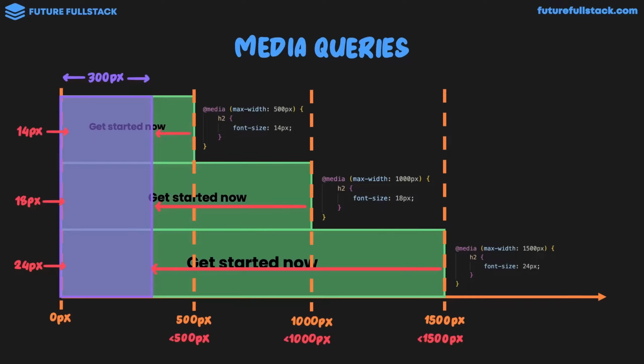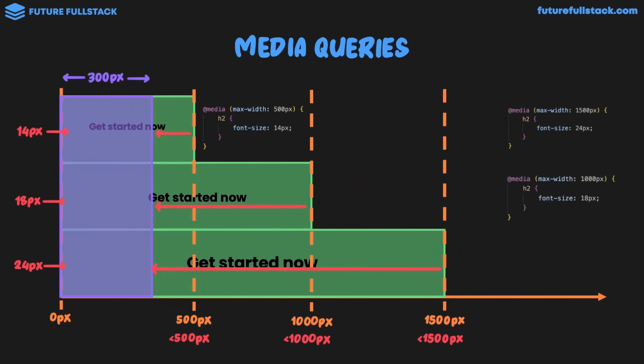So how does this actually work? If all the media queries are applying, how do we ensure that for a screen size of 300 pixels, only the top one, which sets a font size of 14 pixels, is applying? To solve this, we use the CSS cascade. We would have the largest max width value first, like this, and then we would go down in descending order. So after this would be the max width of 1000 pixels, and after this, a max width of 500 pixels.